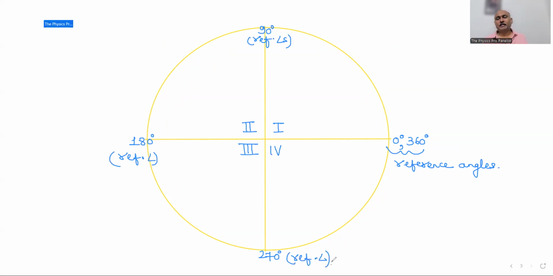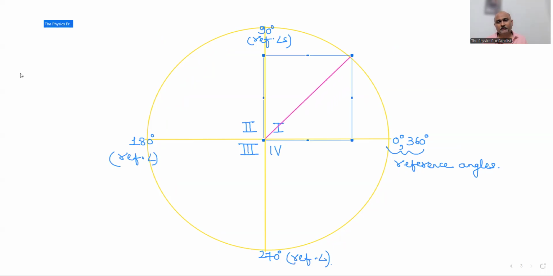So the first quadrant lies in between 0 and 90. Second lies in between 90 and 180. Third lies in between 180 and 270. And fourth lies in between 270 and 360. I hope all of you got this. Yes or no? Okay, good.